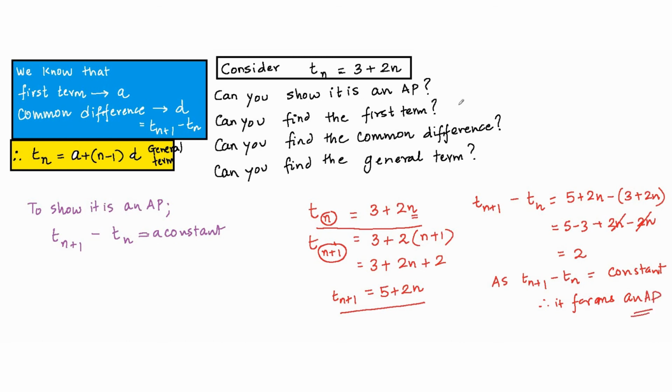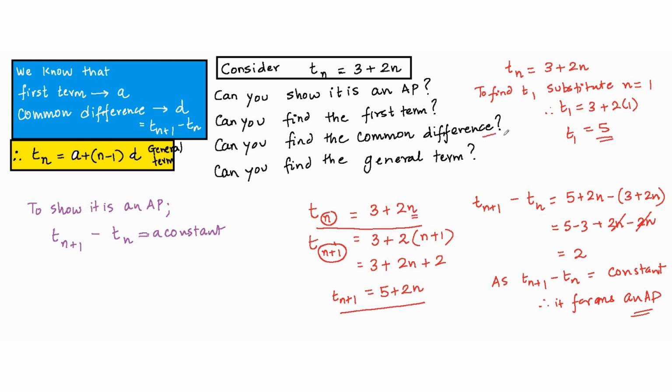Now, can you find the first term? Of course I can. So Tn is 3 plus 2n. To find the first term, T1, I will simply substitute n as 1. Therefore, T1 becomes 3 plus 2 times 1, which is equal to 3 plus 2 is 5. So the first term is therefore equal to 5.